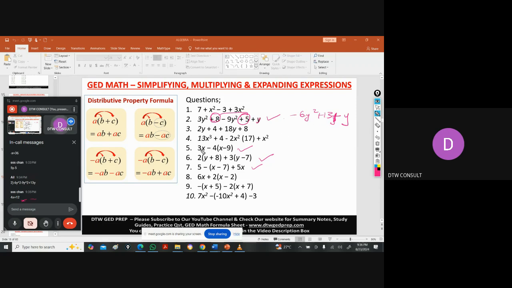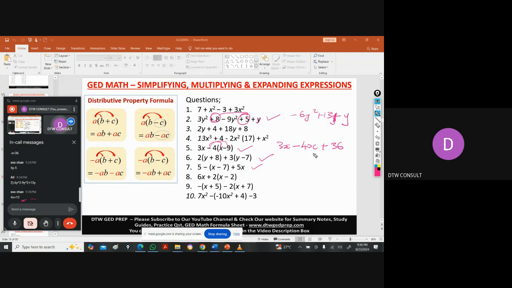All right. So here it is. Look at this. So this is 3x. We're opening this parenthesis, so this will be -4. Multiplying, we're going to distribute it into this parenthesis. So that would be -4 times x, which gives us -4x, and -4 times -9. Negative times negative will be positive, and 4 times 9 is 36.